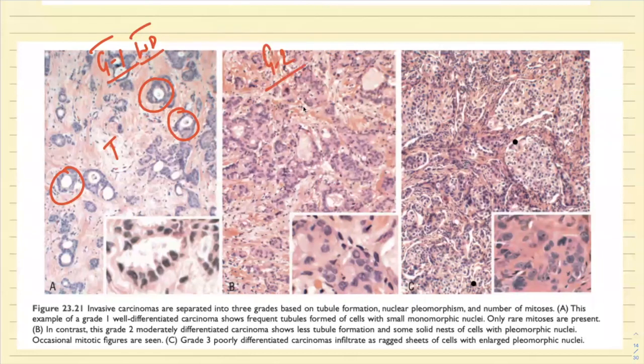This is the grade 2. Now, over here, you can see very few tubular structures, and even the cells are pleomorphic and the mitosis is very high as compared to grade 1. So this becomes your moderately differentiated grade 2 breast carcinoma.